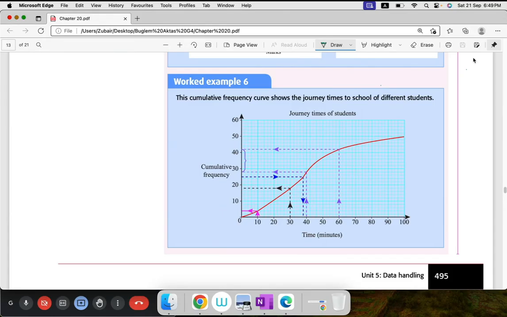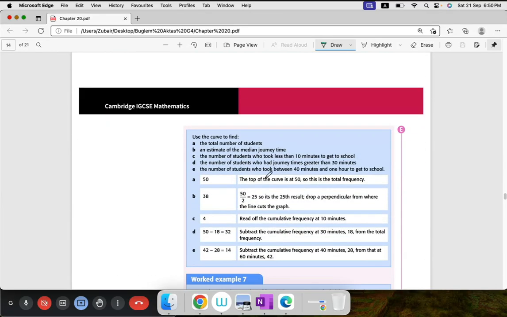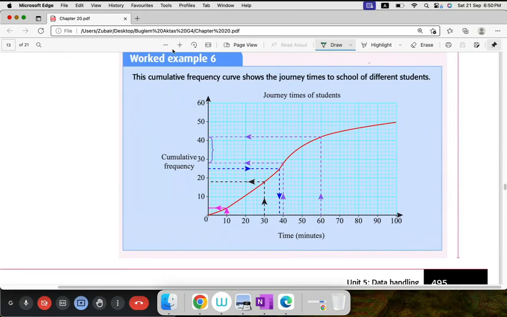Yeah. This very graph shows this, that you can see that some students take 10 minutes to reach school and others might take 100 minutes to reach school. 10 times more. The cumulative frequency curve shows the journey times to school of different students. We use the curve to find the total number of students. So just have a look. What do you think? How many students are there?